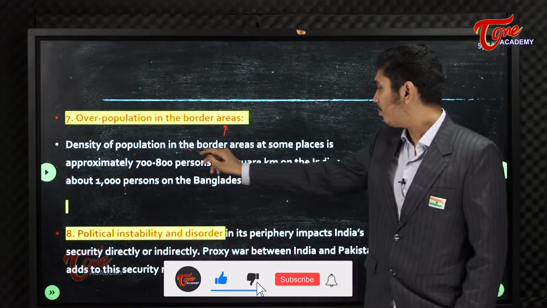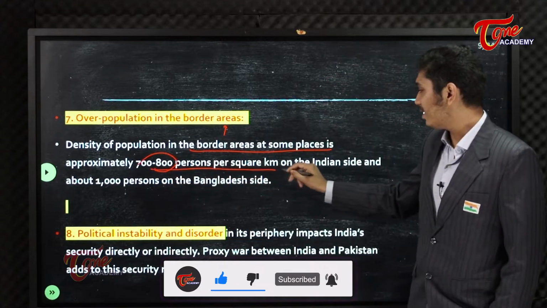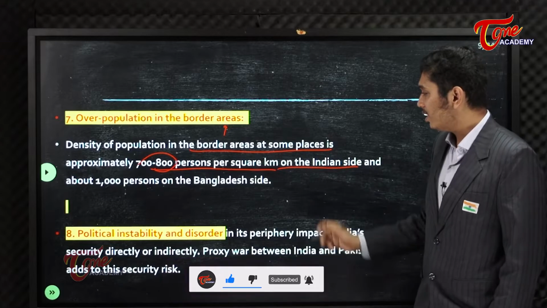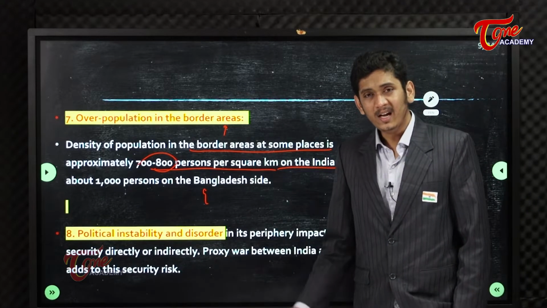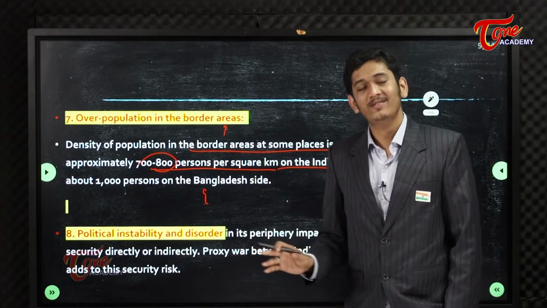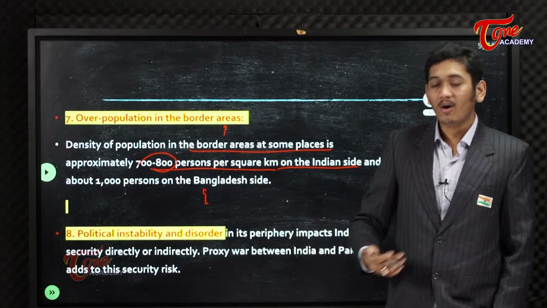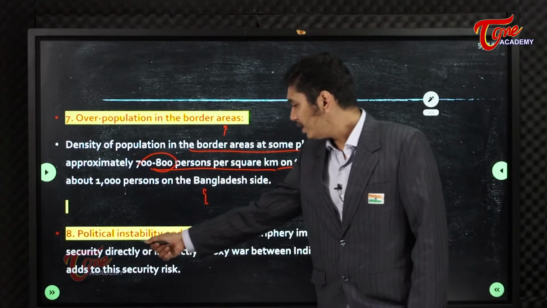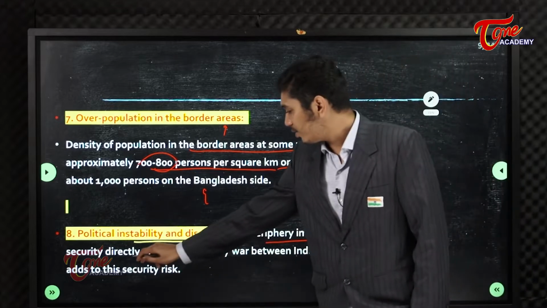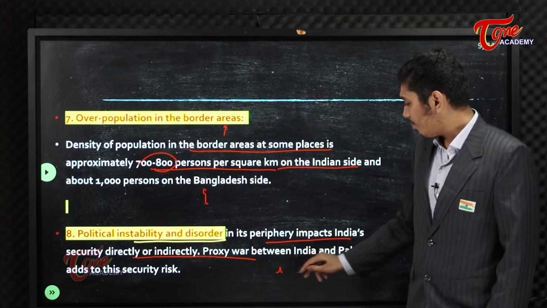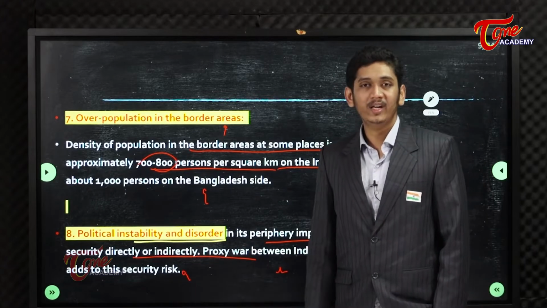The density of population in border areas is at some places approximately 700 to 800 persons per square kilometer on the Indian side and about 1000 persons on the Bangladeshi side, because those are all fertile lands flooded by rivers in all those regions. Next, political instability and disorder in the periphery impacts Indian security directly or indirectly. Proxy wars between India and Pakistan add to this security risk.